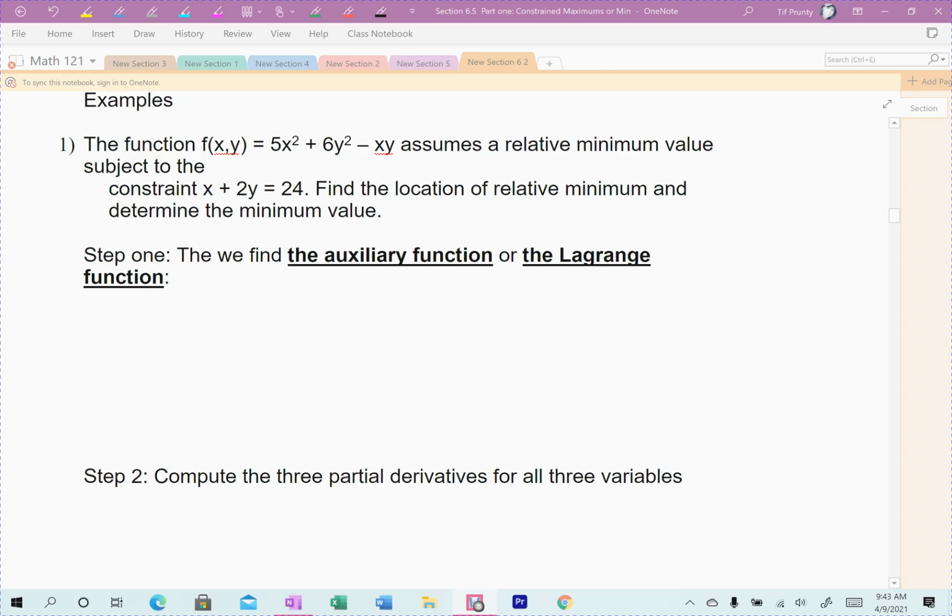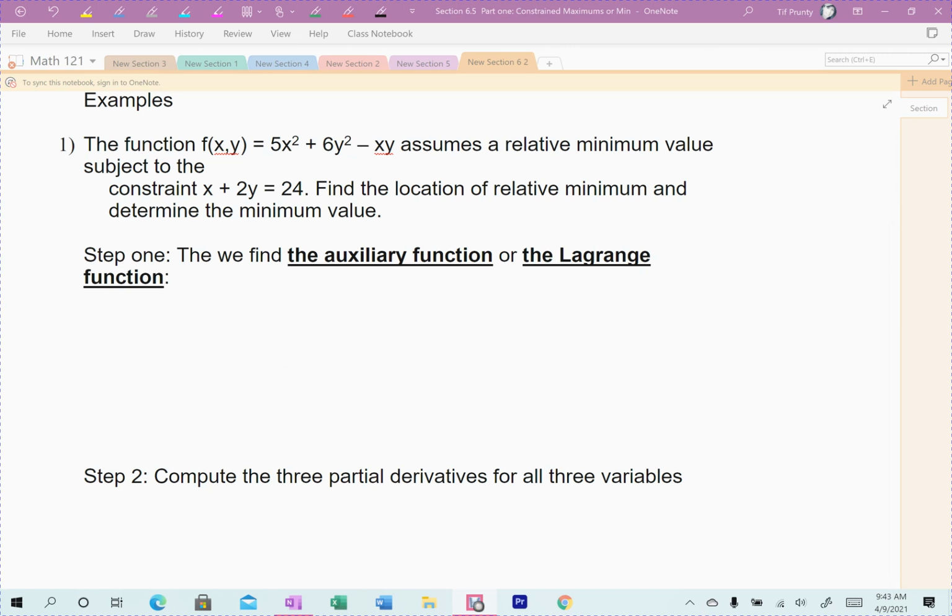Solving with constraints using the Lagrange multiplier. Example 1. So I've got my function f of x. So this is the function I want to find. F of x is 5x squared plus 6y squared minus xy. We assume it has a relative minimum value.